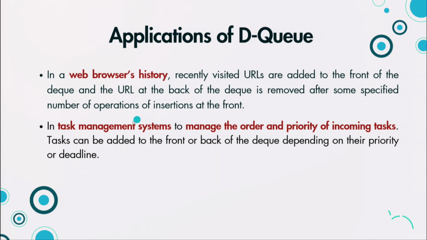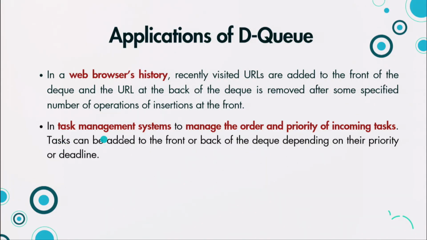For maintaining this history, web browsers make use of this double-ended queue, and all the recently visited URLs are added to the front end of this DQ, and the URLs at the back of the DQ are usually removed after some specified number of insertions at the front. So, as more and more URLs are getting added to the front of the DQ, after some point of time URLs will be removed from the back of the DQ.